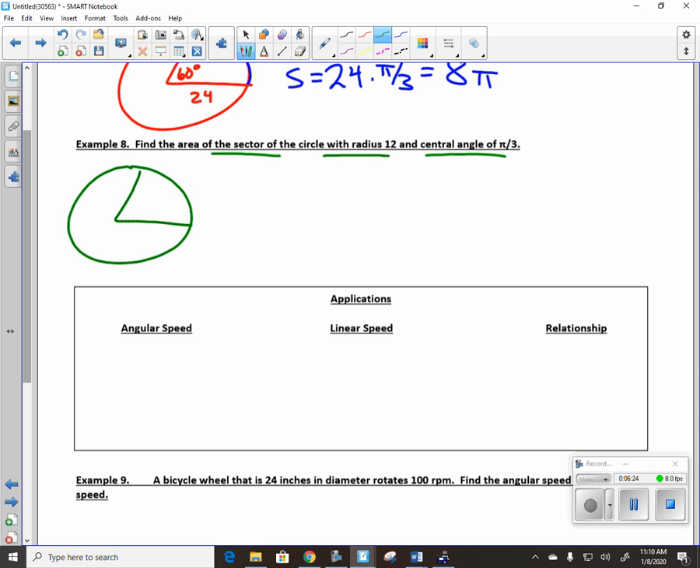You're right, that would be a 60-degree angle, radius 12. I'm going to mark it as pi over 3 because I would like to use radians. Some people are like, oh, pi over 3, how do we even work with that? No problem. We have a formula.